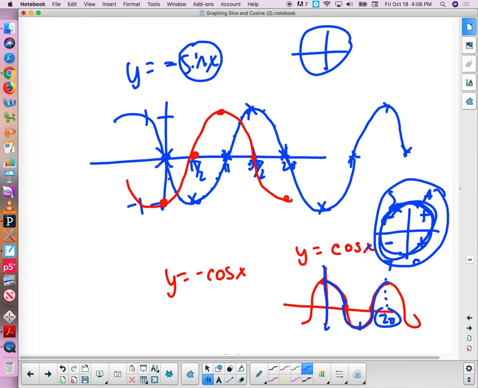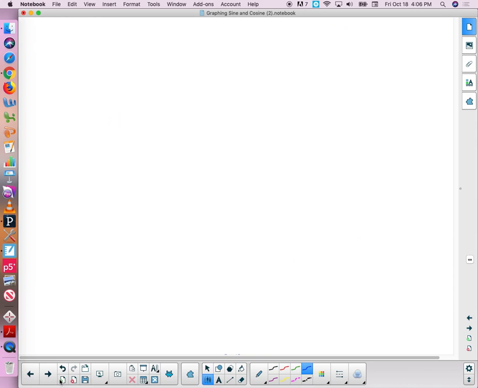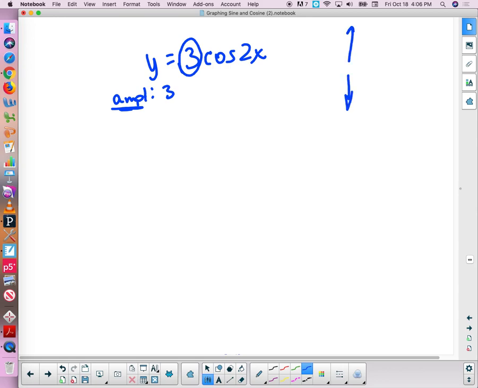Now what if we want to change the period of the graph when we have something like this? 3 cosine 2x. So we'll find these words. The amplitude of this graph is 3. It doesn't matter if it's positive or negative. Amplitude is actually how far up and down it goes from our midline, which eventually we'll call the vertical translation.